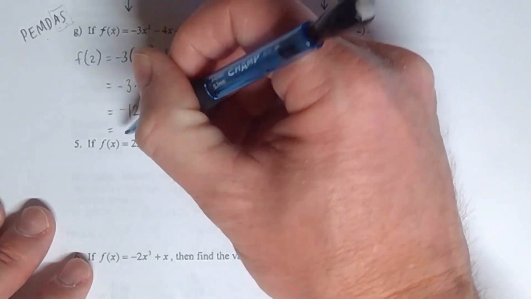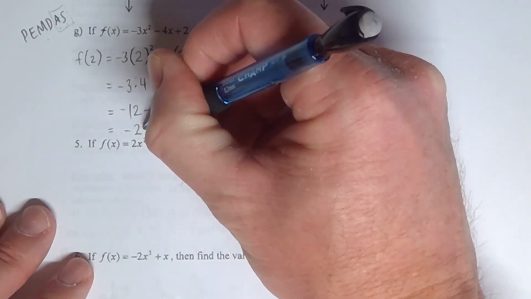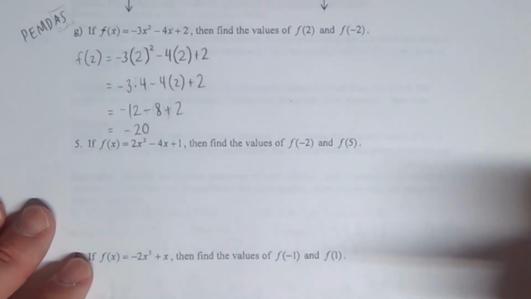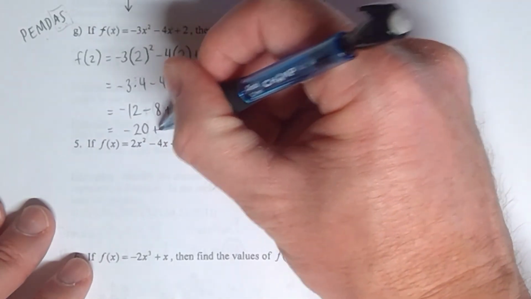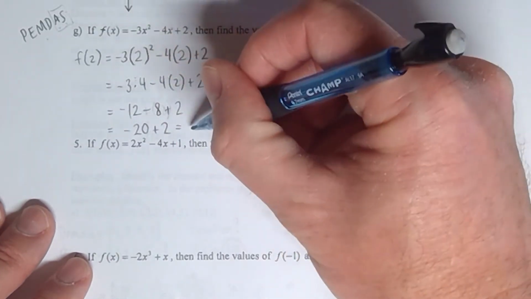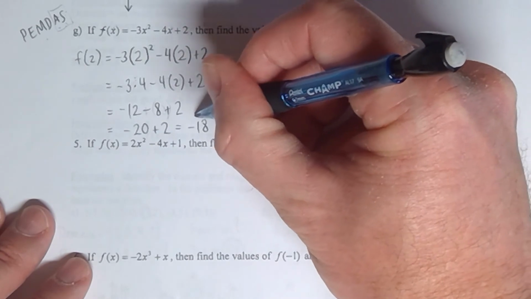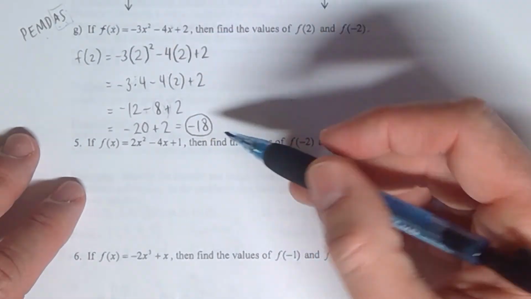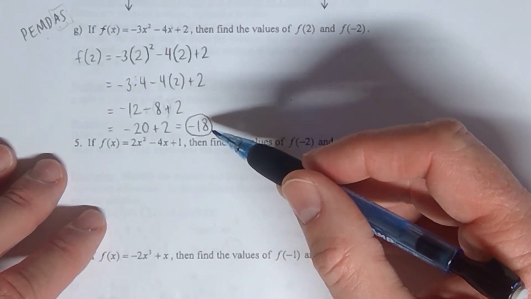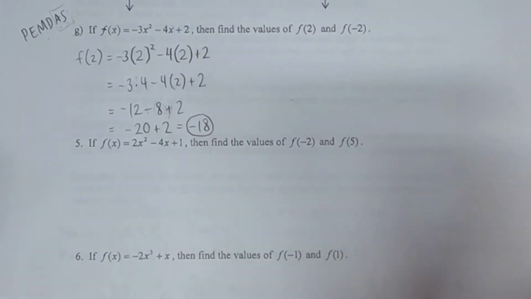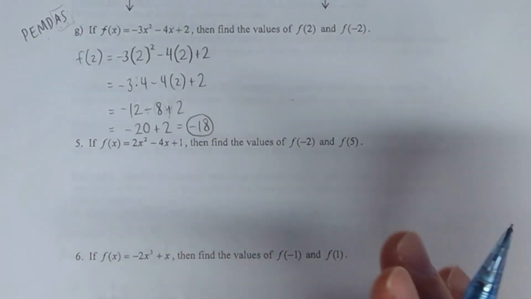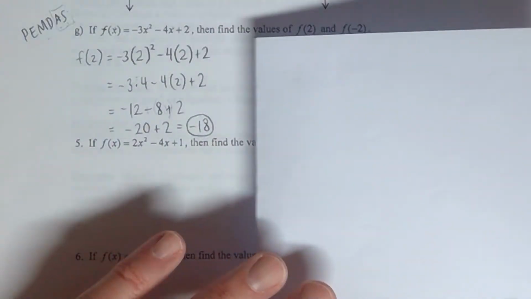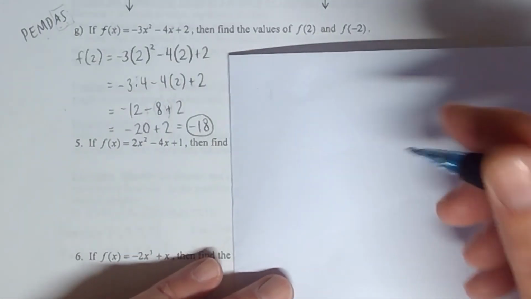So negative 12 minus 8 is negative 20. And then you add the 2. The final answer is negative 18. And this is all that they wanted you to do for f of 2. They just wanted you to figure out what f of 2 was equal to. But just to let you know, you don't need to write this down. In fact, this is not the answer. This is just to let you know for future reference.